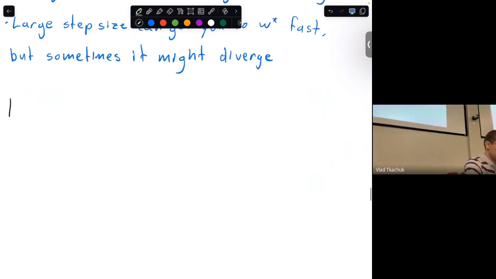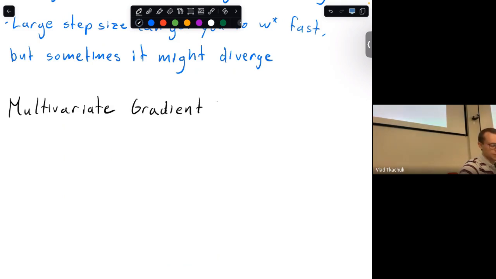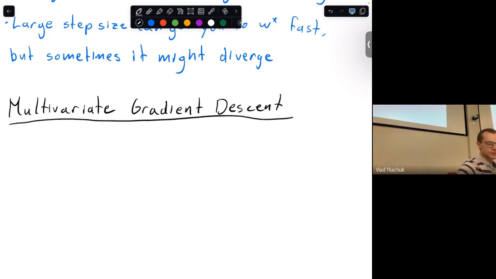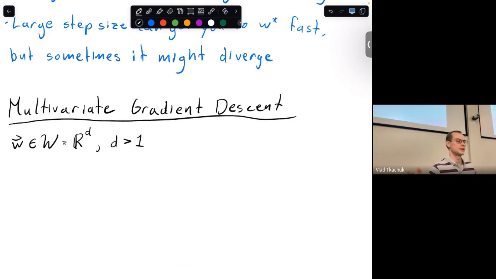Multivariate gradient descent, and of course, this just means first order gradient descent. It turns out the story is exactly the same, which is great. Now you just have W vectors that belong to the domain W, which now is R^D instead of just R. And in particular, D is greater than 1. Otherwise, if it was 1, you'd have the univariate case, which is what we've been studying.